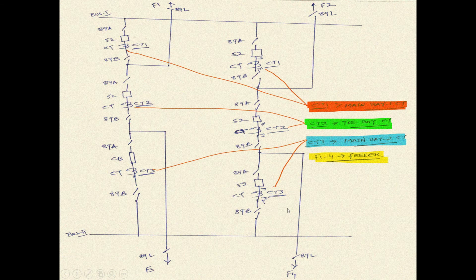The important point over here is that this P1 and P2 can be on any side. The P1 of CT1 can be towards the feeder 2 side, or it can be towards the bus bar side. Likewise, the P1 P2 of CT2 can be opposite to that of this slide, and the P1 P2 of CT3 can also be opposite to that shown in this particular slide.